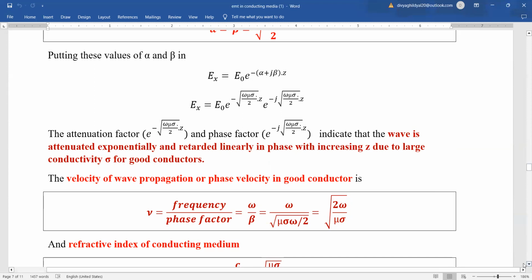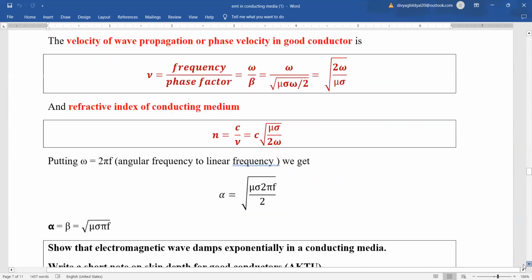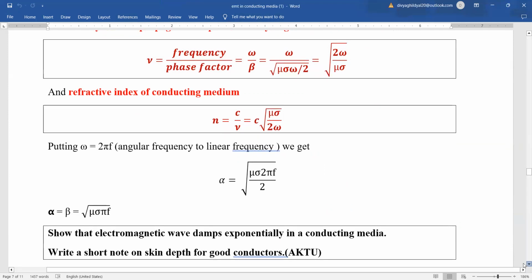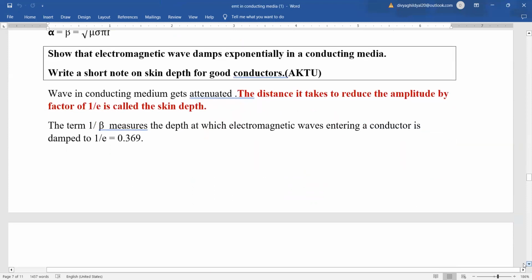The velocity of propagation for good conductor is given by v is equal to omega upon beta, that is frequency upon phase factor, which is equal to under root 2 omega upon mu sigma. Refractive index of conducting media is equal to c upon v, which is equal to c into under root mu sigma upon 2 omega. Omega can also be written in terms of linear frequency as omega equal to 2 pi f. Now, show that electromagnetic wave damps exponentially in a conducting media.